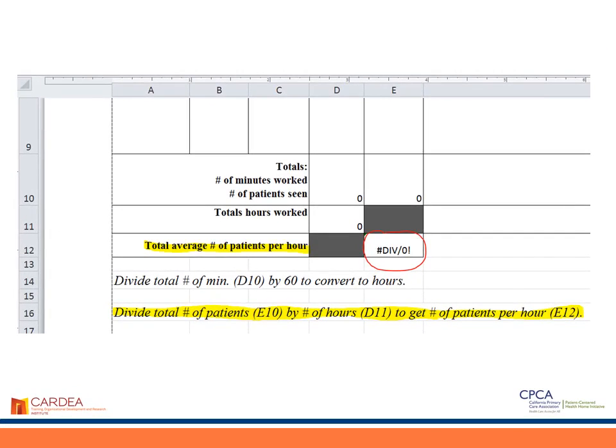Then take the total number of patients, which is in cell E10, and divide it by the number of hours in D11 to get the number of patients seen per hour. Again, the formula is built into the cell, so calculations will automatically appear as your total patients and total hours worked are automatically filled in. Using this log form will help you determine an individual provider's average productivity.